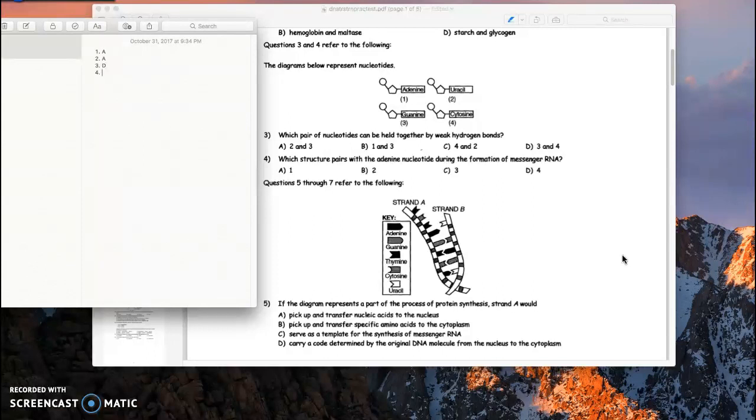Which structure pairs with adenine nucleotide during the formation of mRNA? So when you go from DNA to RNA, you pair adenine with uracil. So uracil is B. If it were DNA to DNA, instead of adenine pairing with uracil, adenine would pair with thymine.